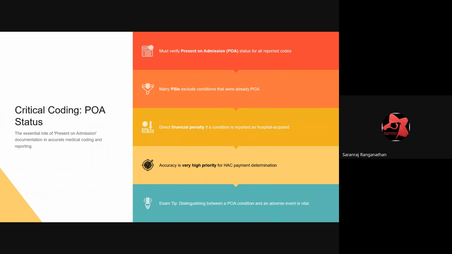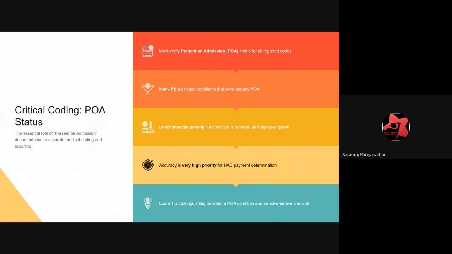Hospital acquired conditions should be properly indicated with the POA indicators and with the PSI indicators, because they have a high priority for payment. We need to be very careful. Distinguishing between a POA condition and an adverse event is vital. So I'm coming in for treating one thing, but I'm ending up with some other problem or complication, which I will be indicating with the PSI indicator.